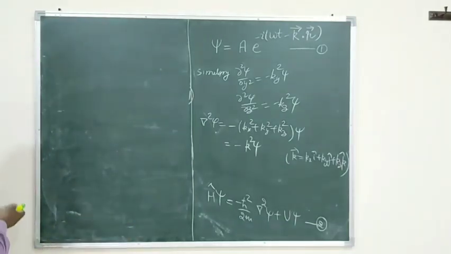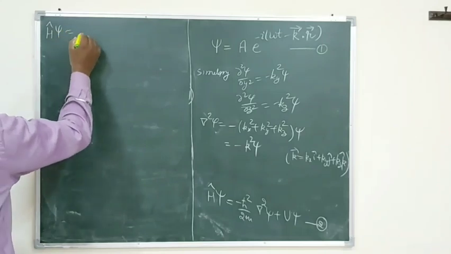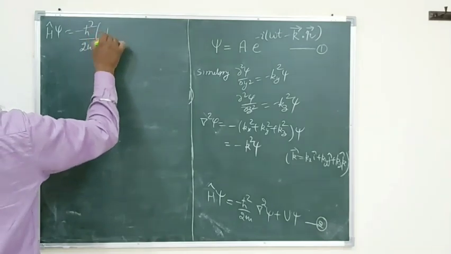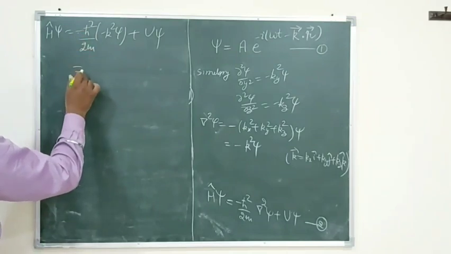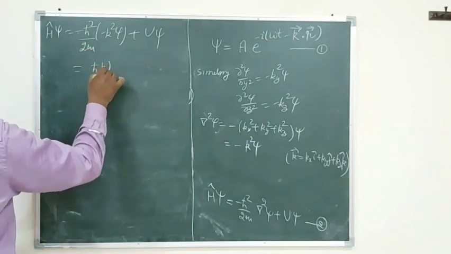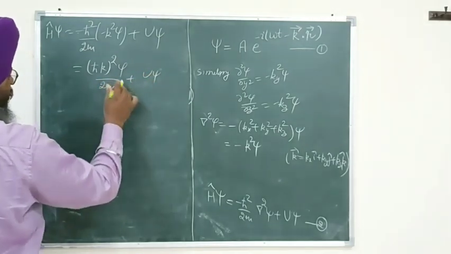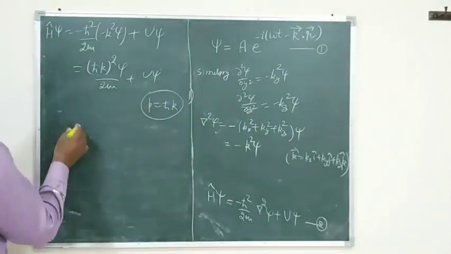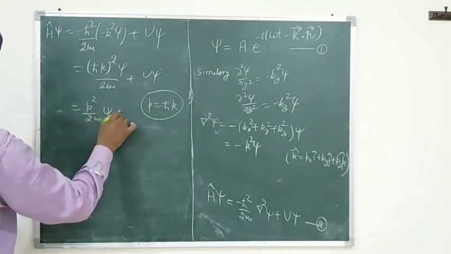If I put this value in equation number 2, your answer will be H cap psi is equal to minus h cross square by 2m, and it will be minus k square psi plus U psi. This minus and this minus will become plus, it will become (h cross k) whole square psi by 2m plus U psi. We know that P is equal to h cross k, Einstein de Broglie relation, that will become P square by 2m psi plus U psi.